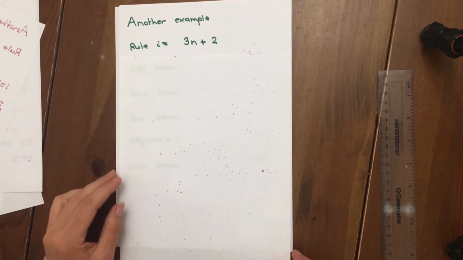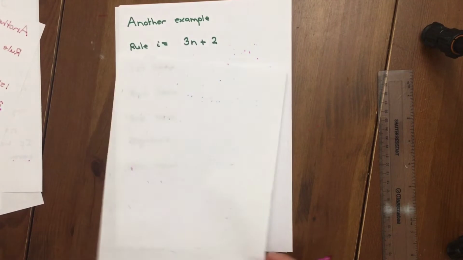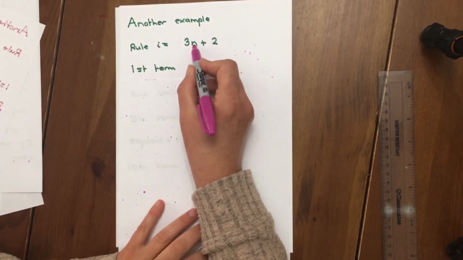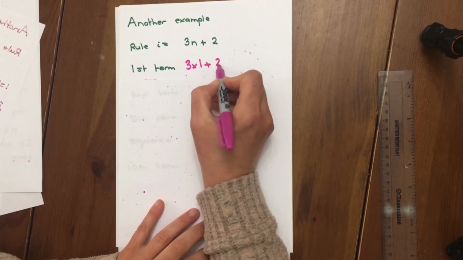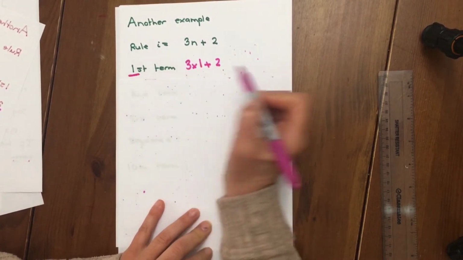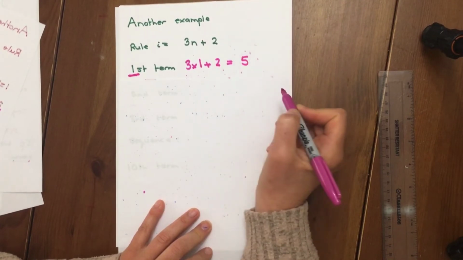Okay, the rule is 3n plus 2. So, first term, this is when n is 1. So 3 times 1 plus 2. So I'm changing the n for 1. So I've got 3 add 2 is 5.